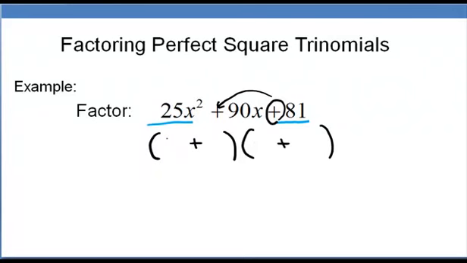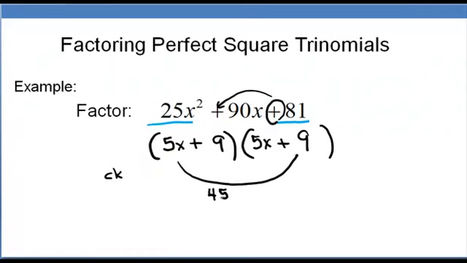And we'll try the square root. So for 25x squared, we'll use 5x. For 81, we'll use 9. And we just have to check the outside and inside and make sure they give us our middle term. So we're going to check. On the outside, we multiply, we get 45x. Inside, 45x to give us the correct middle term.